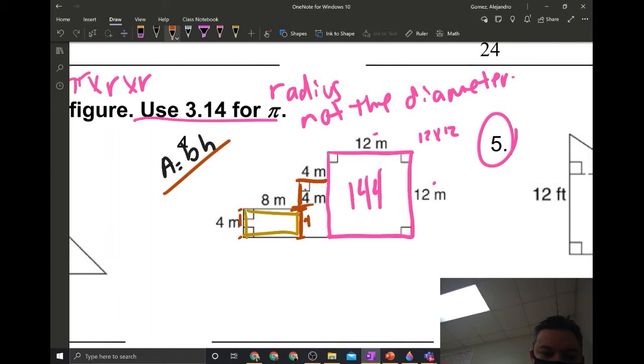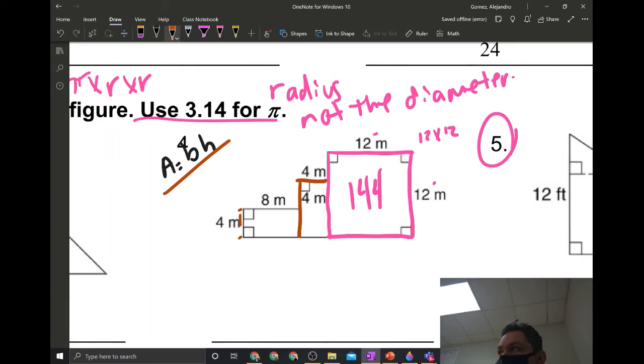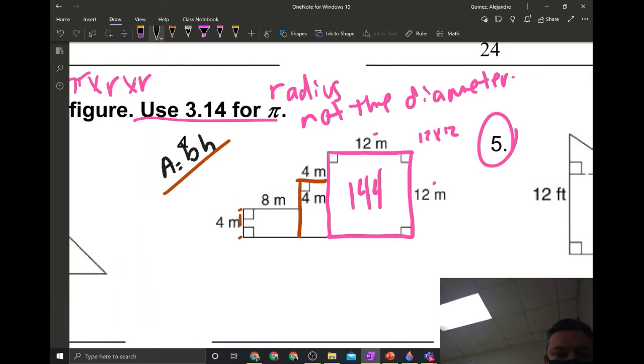So if from here to here is 4 and the rest of it is 4, can I find my overall height? How much is this right there? Anybody tell me? I said from here, let me do it in black. From here to here is 4. From here to here is also 4. So what is the distance from here to here?